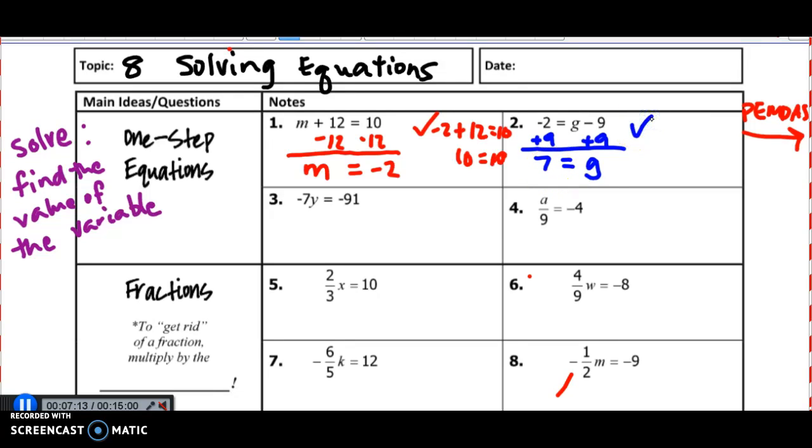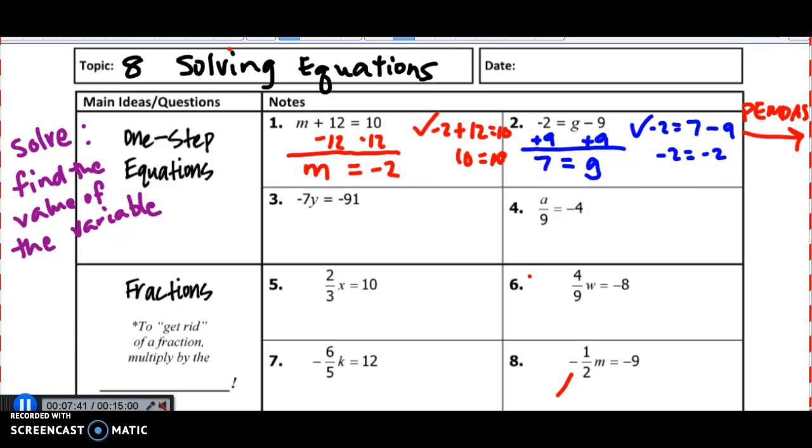But let's go ahead and check our work just to make sure it checks out. So if I put this 7 back in my equation for g, I'm going to rewrite this whole equation, but I'm going to put 7 instead of g. So now I have negative 2 equals 7 minus 9. Well, that works out nicely because 7 minus 9 is negative 2, so my equation stays balanced.